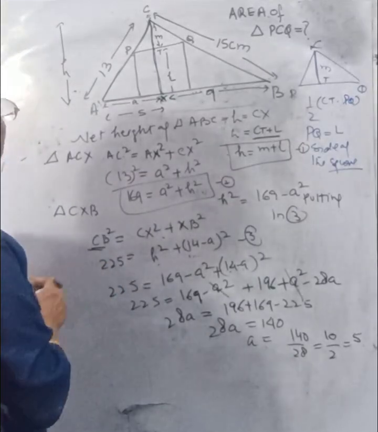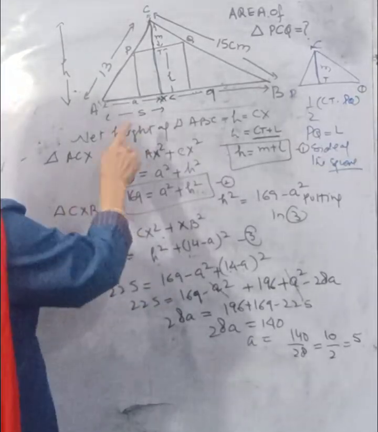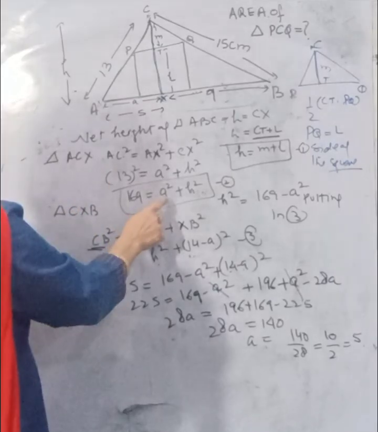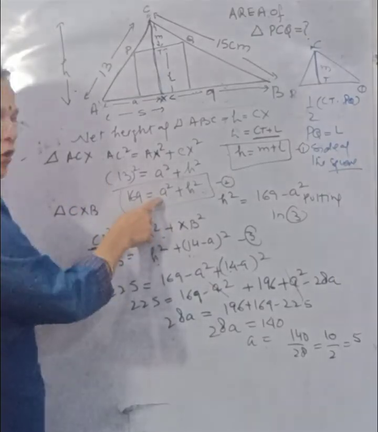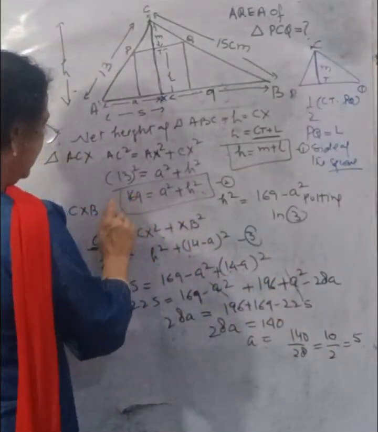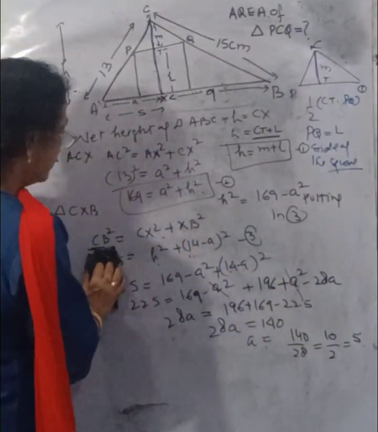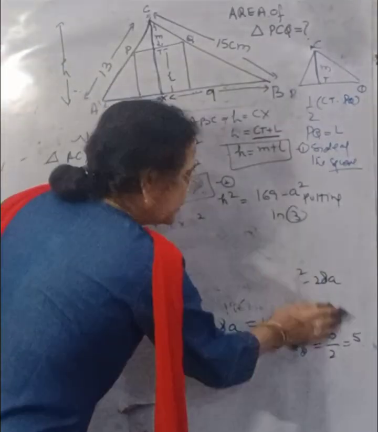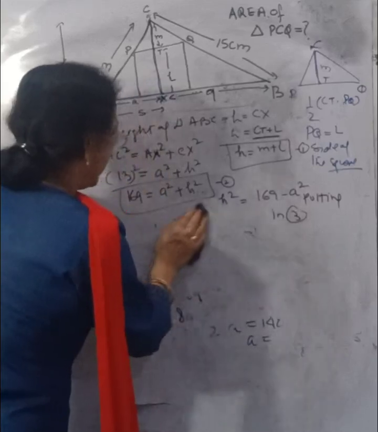Now we have obtained the value of x. Then h can also be obtained from here, by putting the value of a equal to 5. And hence h will be equal to what? By putting a equal to 5.